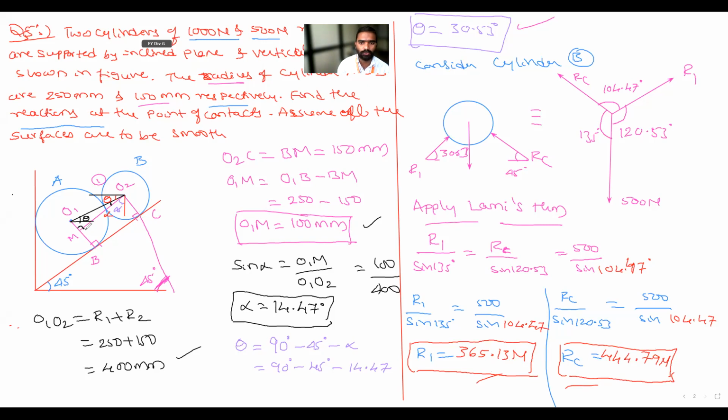Next, from cylinder 2, RB, and I will take this as D point. Okay, I will take it as D point. It will be B here.